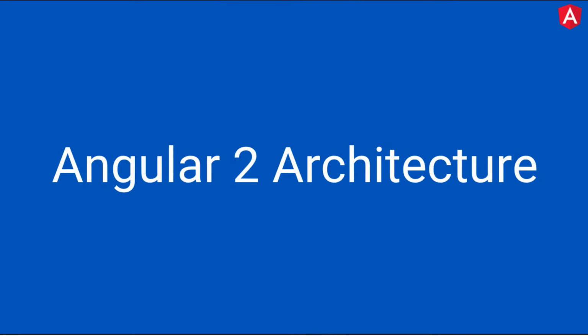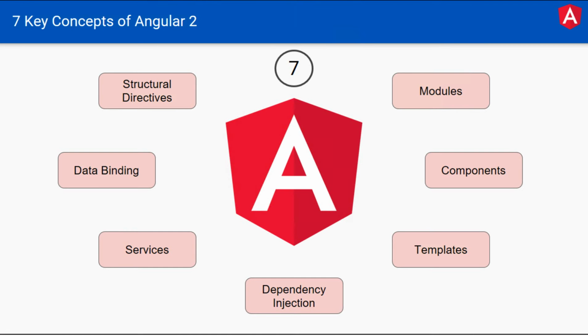Alright, now let's look at the architecture of Angular 2. Angular 2 consists of seven key modules: modules, components, templates, dependency injection, services, data binding, and structural directives. Today I will just explain the theory part, and then we will see how the theory gets applied to a real world scenario.